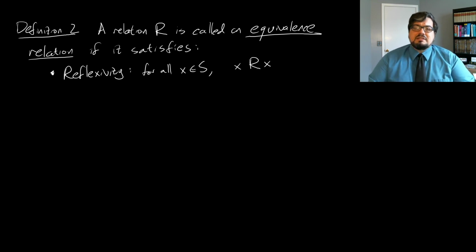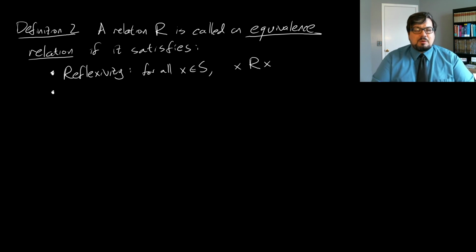Now, as we go through these, let's think about why this holds for equality, because equality is our gold standard for what an equivalence relation is. This is how we want to think about it. For any real number x, x is in fact equal to x. And therefore, we say that equality is reflexive, or equality satisfies reflexivity.